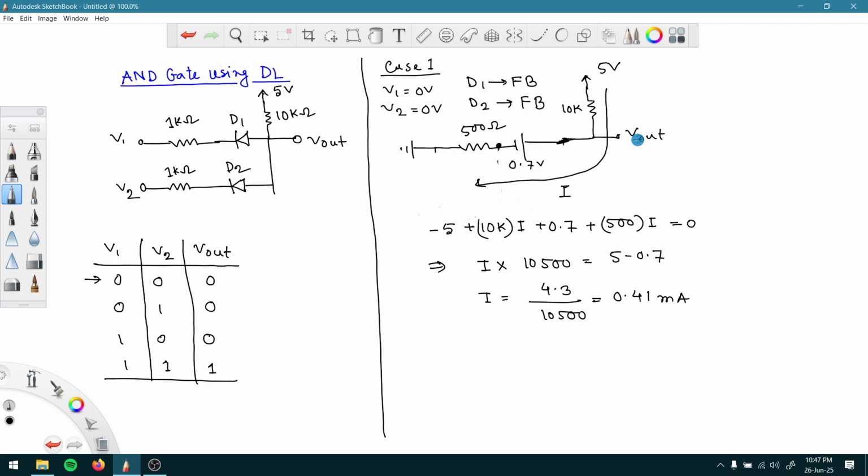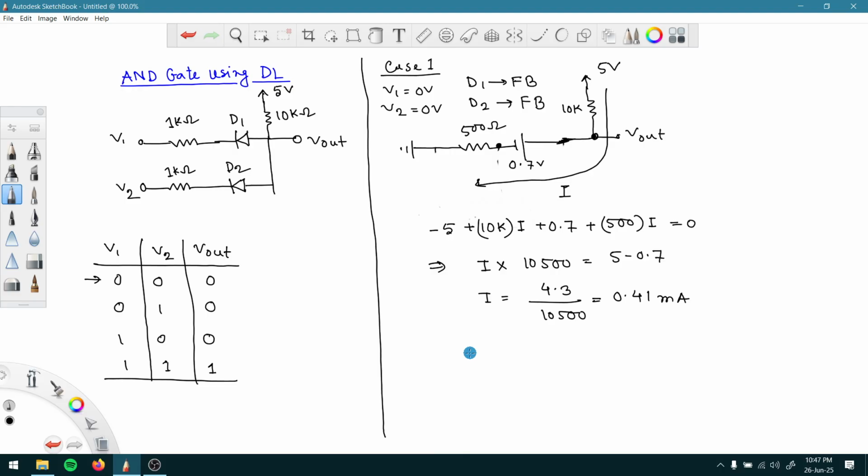Then we can find out the value of V out. So V out should be what? V out at this node can be found using the voltage we are getting here, minus the voltage drop here, that will be V out. Or we can also find out the voltage we are getting here, this voltage source including this voltage drop here. Both of the things are correct, right? So let us try to do this one.